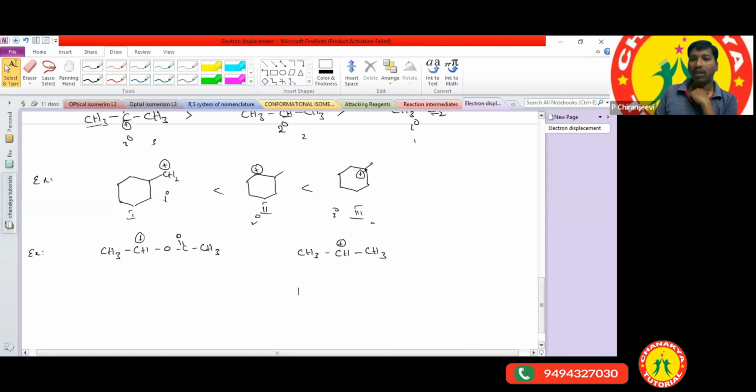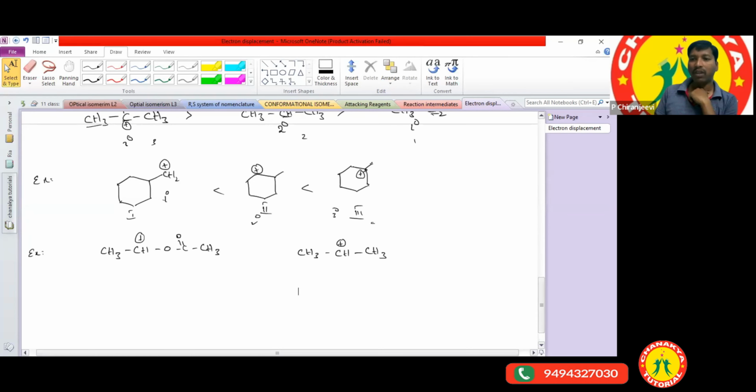We are studying the stability of the carbocations. The stability of carbocations is directly proportional to plus I groups and inversely proportional to minus I groups. Yesterday we had seen two examples: tertiary carbocation, secondary carbocation, and primary carbocation. Which one is more stable? Tertiary carbocation is more stable than secondary, and secondary is more stable than primary. How do we say the tertiary carbocation is more stable? As the number of electron donating groups increases, the stability also increases.